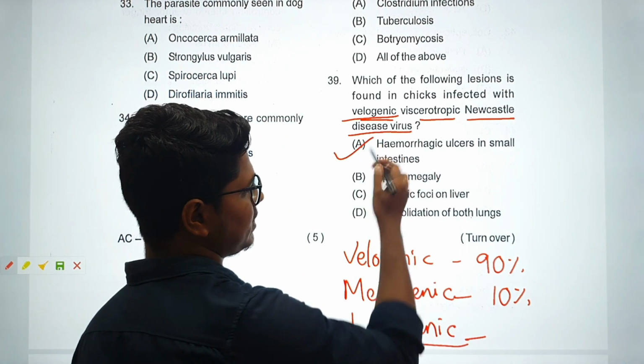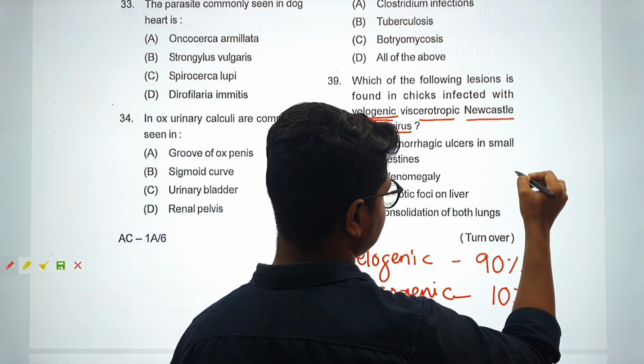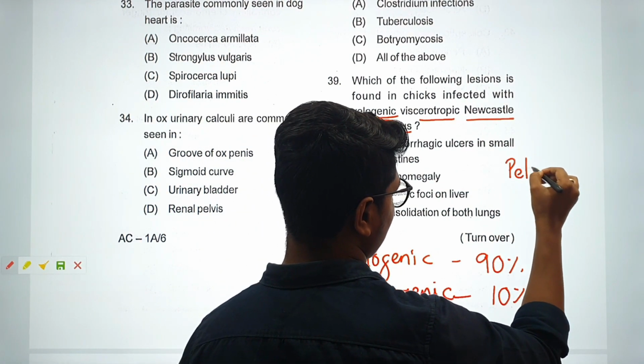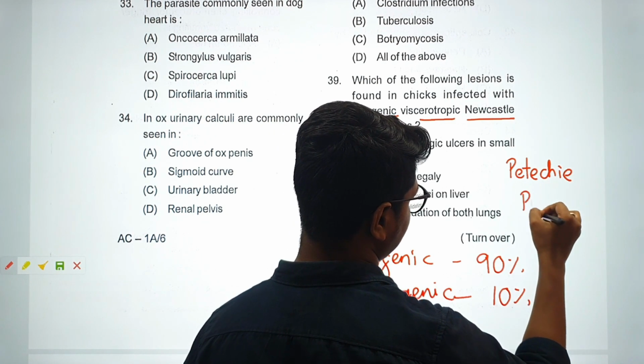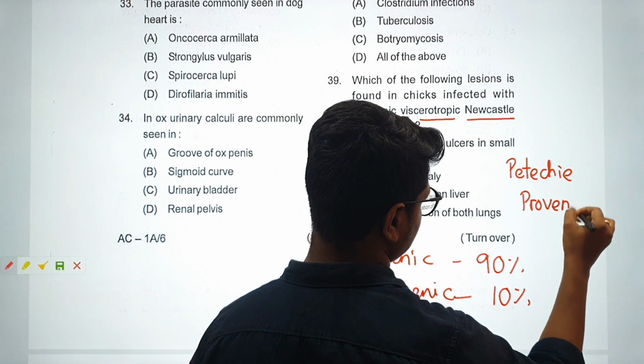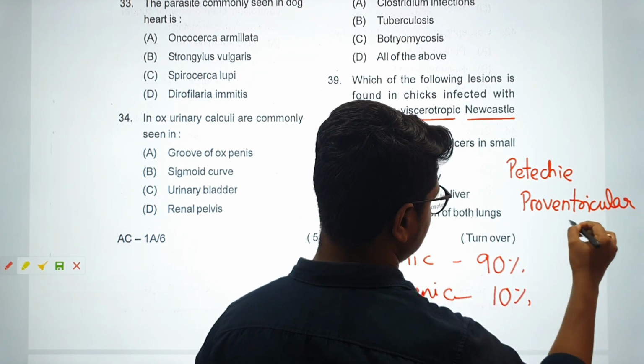The answer is hemorrhagic ulcers in the small intestine, and there is a classical sign which is the petechiae of the proventricular glands. This is pathognomonic, proventricular glands.